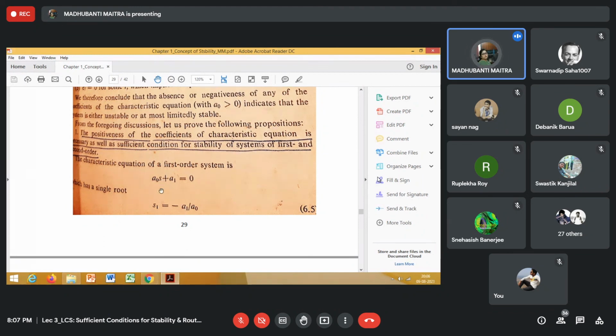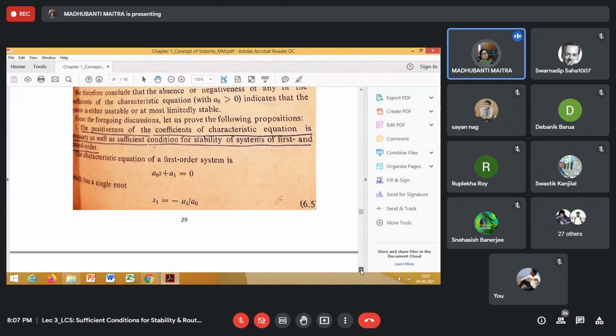Since it's a first order system, we'll get a single root at s equal to s1, and the root will be located at minus A1 by A0. So if A1 and A0 bear the same sign, then the single root of the system will lie in the left half of the S plane, and hence the system will be a stable one. Clear? Yes, ma'am.